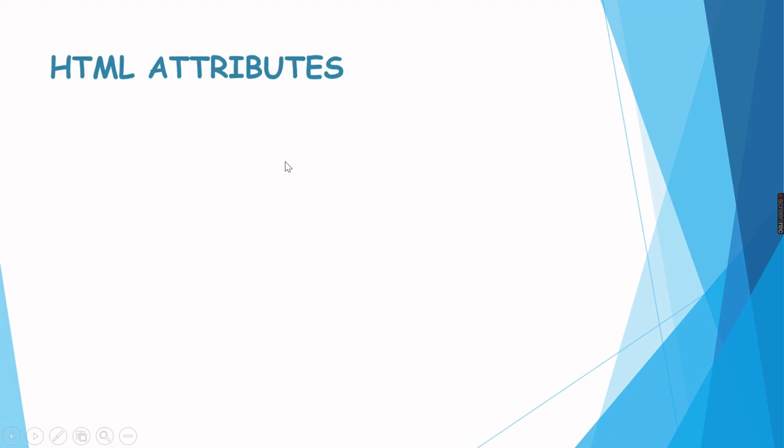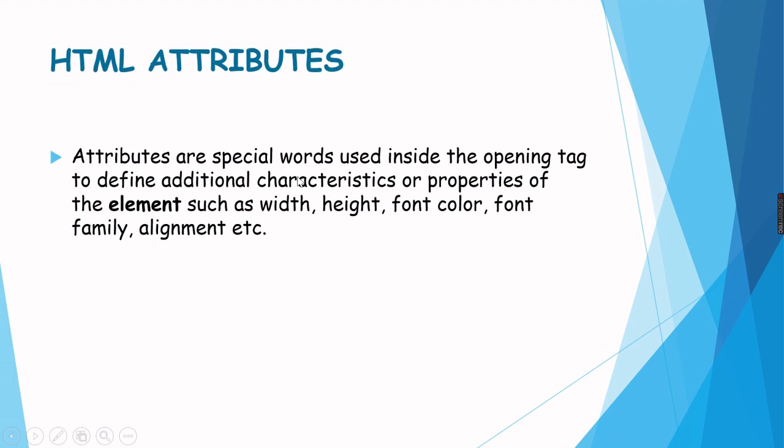So what are HTML attributes? Attributes are special words used inside the opening tag of an element to add some additional characteristics or properties to it, such as the width, height, font color, font size, font family, alignment, direction, or anything.